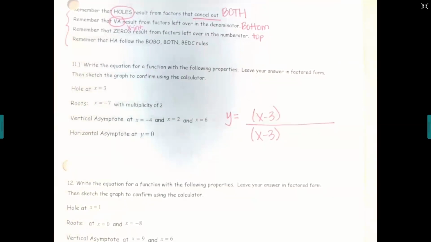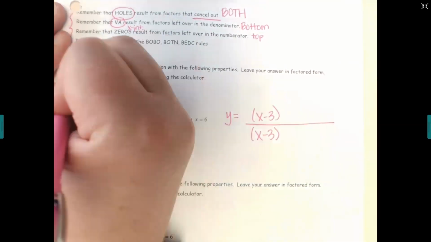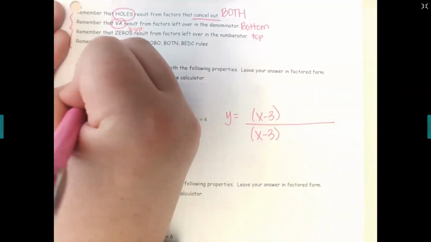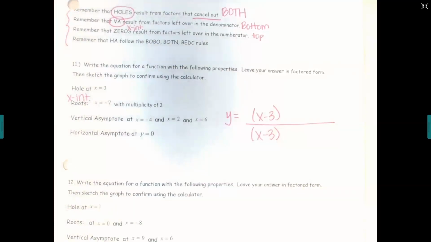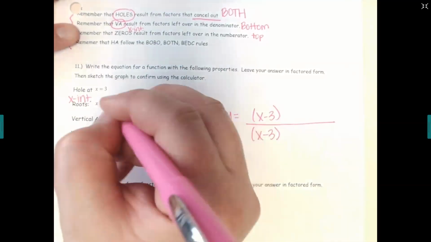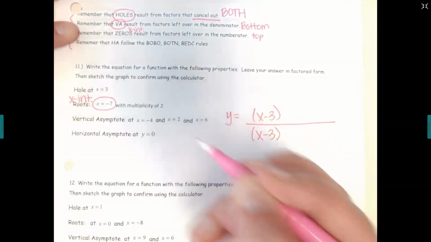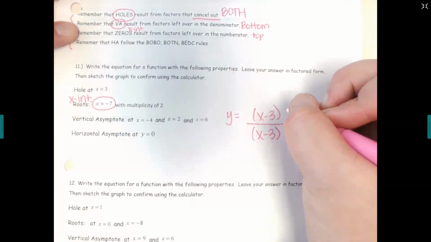The next thing I want are roots at -7. That's the same as an x-intercept. Where do I find x-intercepts in the equation? Top, bottom, or both? Okay, they should be on the top. So if it's x equals -7, what should the parentheses say?